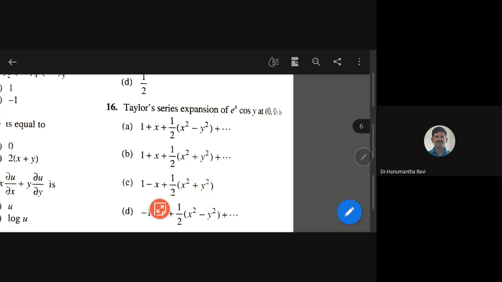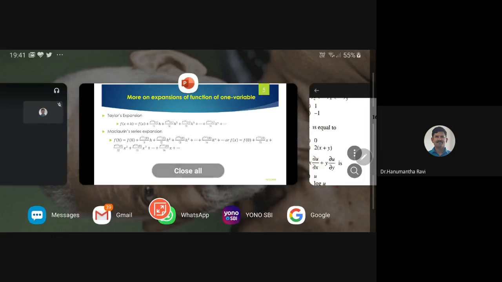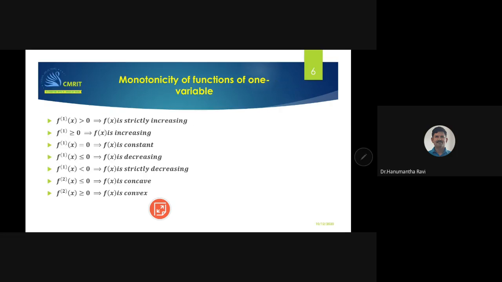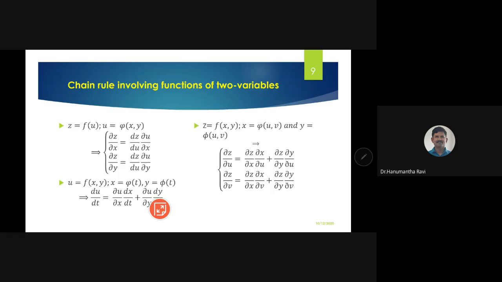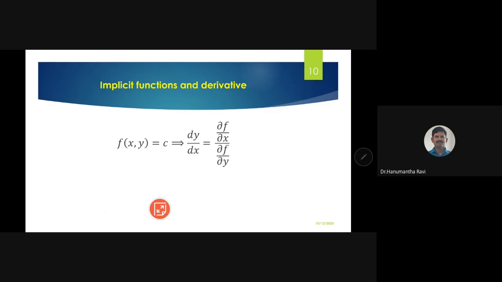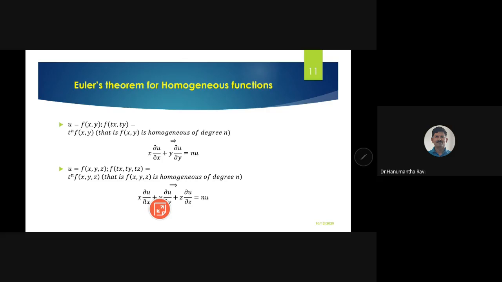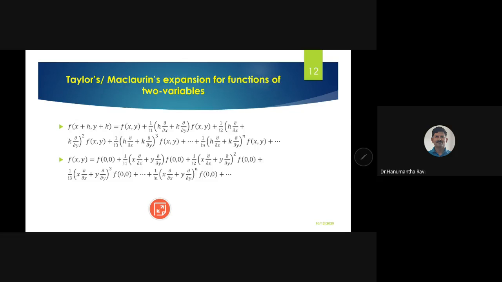For that you need to see, this is a function of two variables. Look at the second bullet point. F of xy is f of 0 0 plus 1 by factorial 1 into x dou by dou x plus y dou by dou y of f at 0 0, etc. Now we will apply this. First two terms we will find.